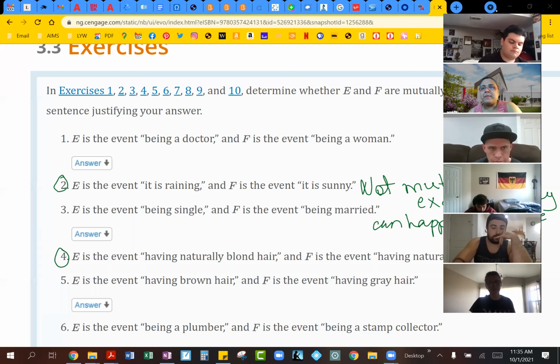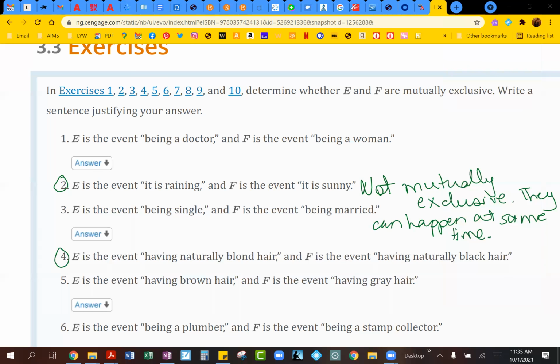Not really. As you age, your color can change, and you've seen that especially with kids. They will be born with a certain hair color, and then as they get older, it darkens or lightens or whatever. But in this given moment in time, if you have naturally blonde hair, then obviously you will not have naturally black hair. So in this case, we would say yes, they are mutually exclusive, because they cannot happen at the same time.